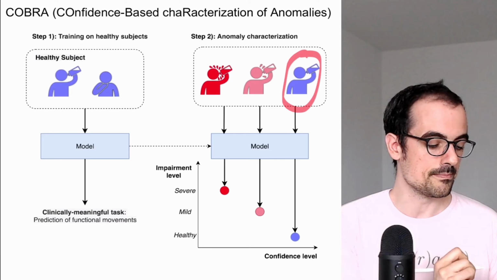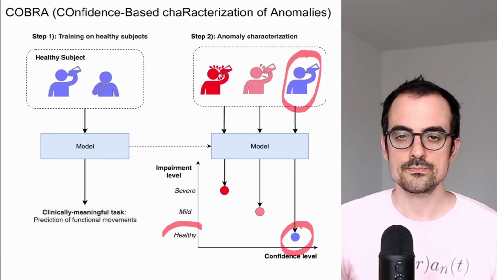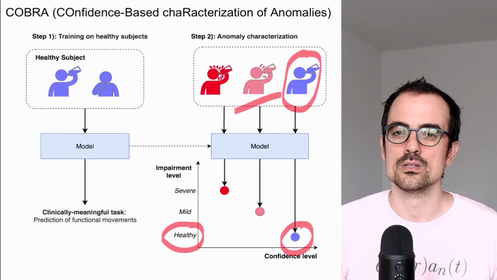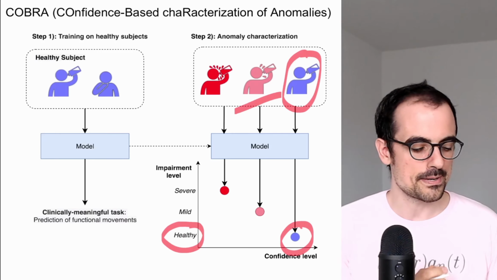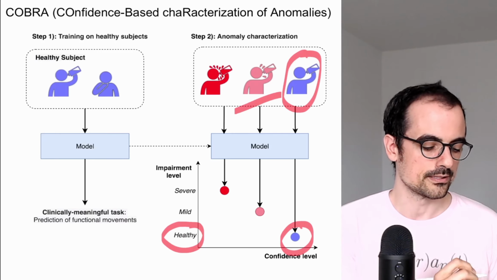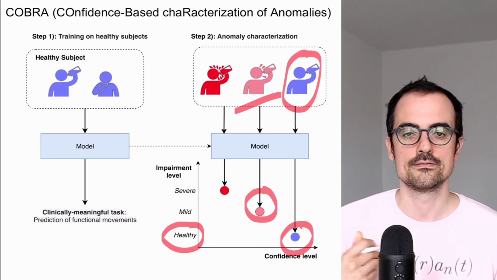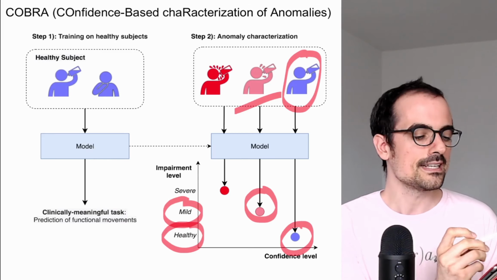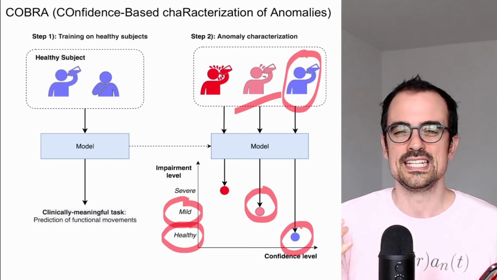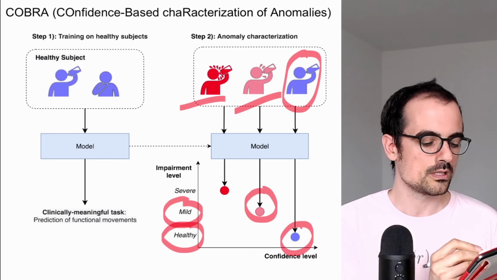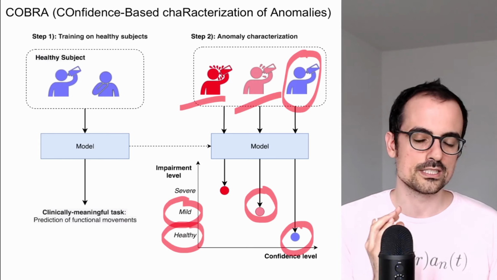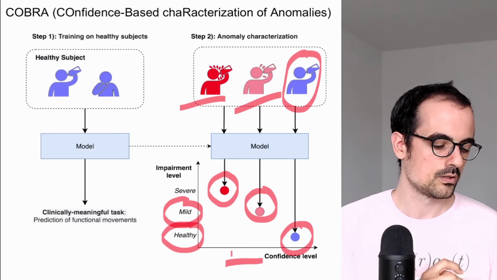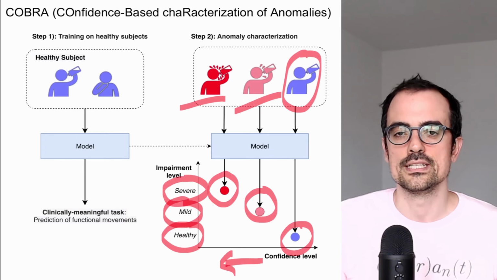That means that their impairment level is healthy. This other patient has more abnormal movement because they're mildly impaired, so the model confidence goes down a bit. And we find out in this way that there's mild impairment. And finally, this patient is quite impaired, the movements are very abnormal. Because of that, the model confidence drops even more. Okay, drops even more, and we determine that the patient is severely impaired.